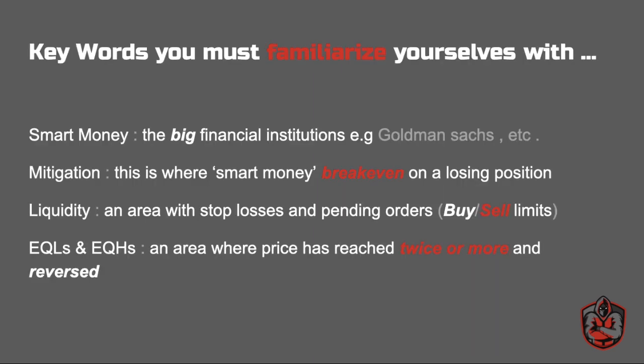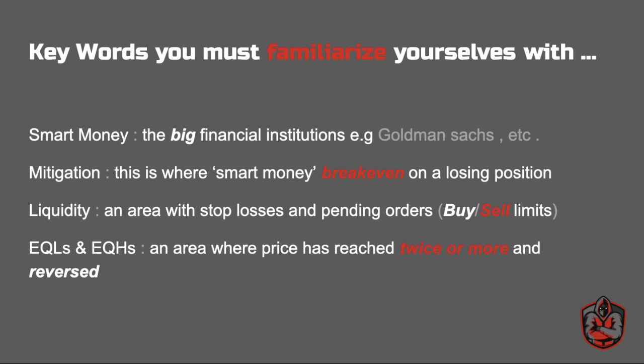Keywords I want you guys to familiarize yourselves with is smart money. Smart money is a word to identify the market movers. So when I say smart money, I'm referring to the big financial institutions, such as the hedge funds, institutional banks, etc. Goldman Sachs, JP Morgan, all of that. Mitigation. Mitigation, you're going to hear me using that word quite a lot in the next lesson when I teach you guys all the blocks. Essentially, all it means is that this is where smart money break even on their losing position.